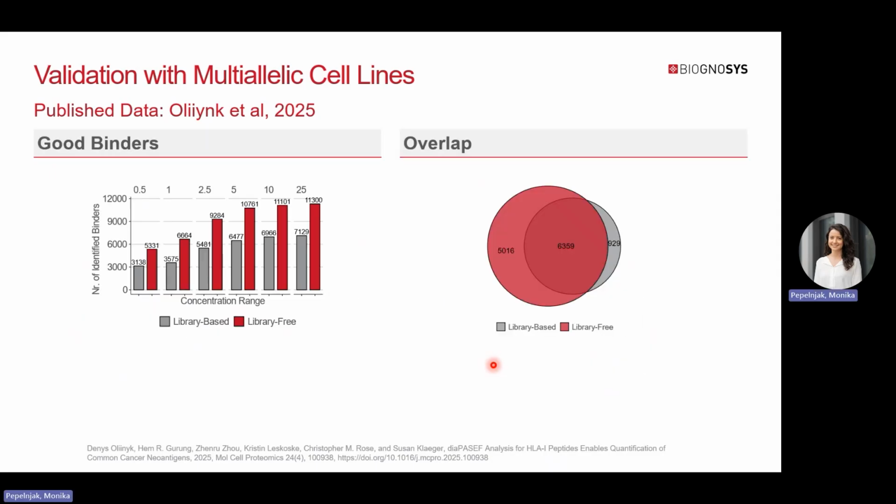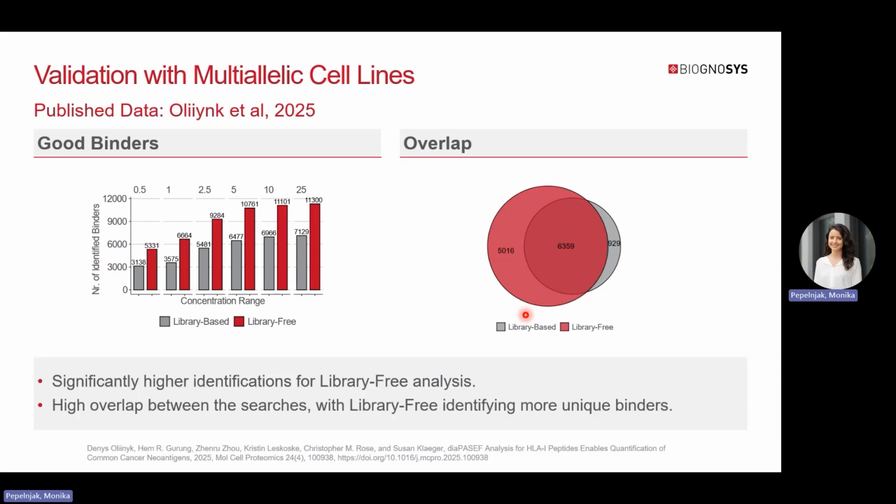Looking at the results, we can first see that across the concentration range, identifications indeed increase, which makes sense. But what was even nicer to see is that library-free analysis always yields more identifications than library-based search. However, if we look at the overlaps of the identifications, we can still see that we have very good overlaps, and we identify more unique identifications in our library-free mode.